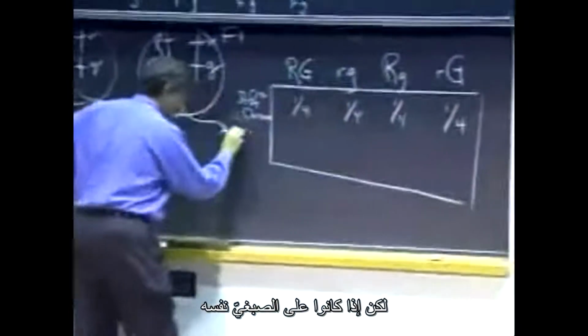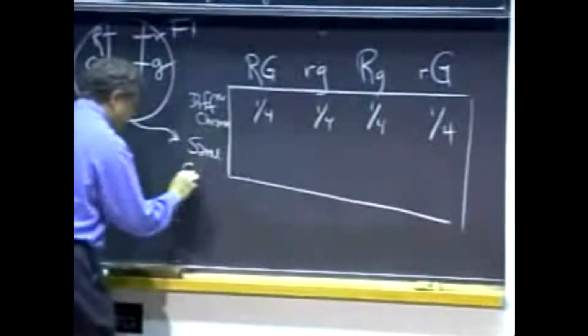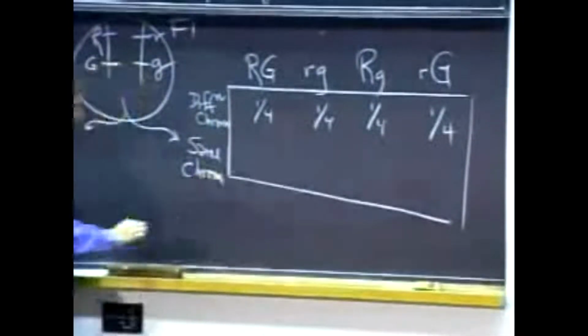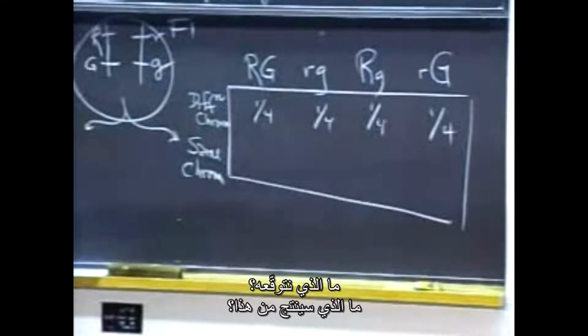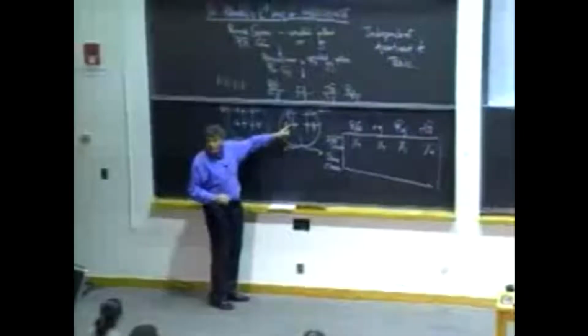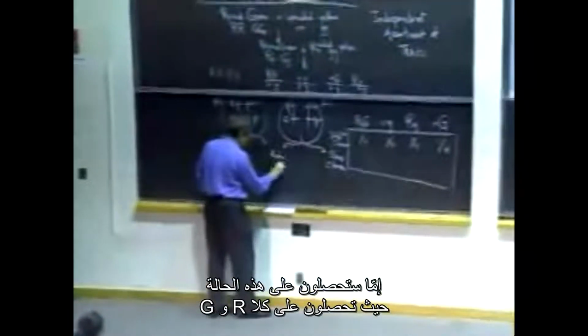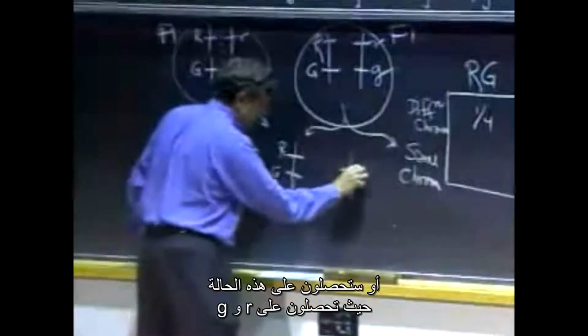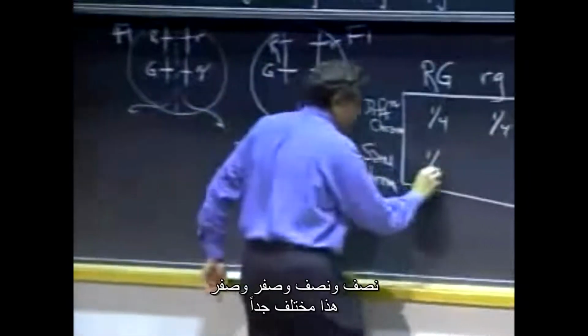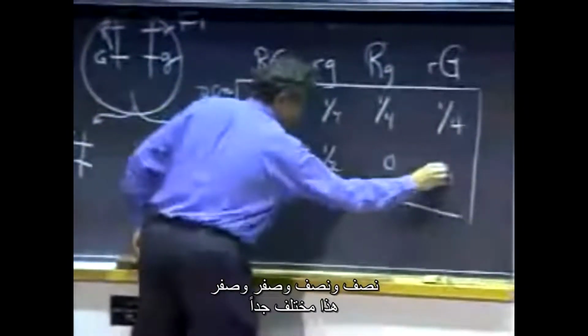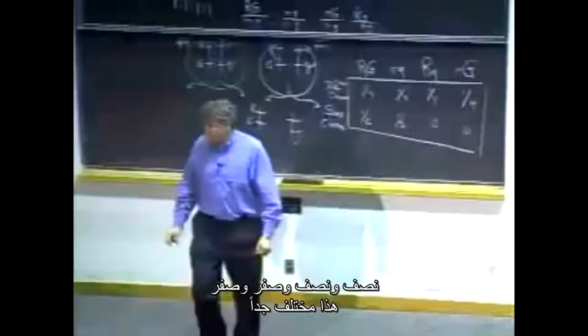But if they're on the same chromosome, what do we expect? What will come out of this? Either you're going to get this one, in which case you get both big R and big G, or you're going to get this one, in which case you get little r and little g, a half, a half, 0, 0. Ooh, that's very different.